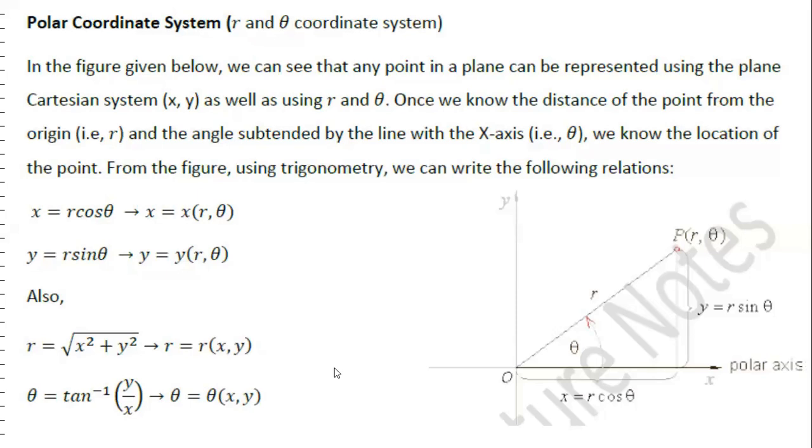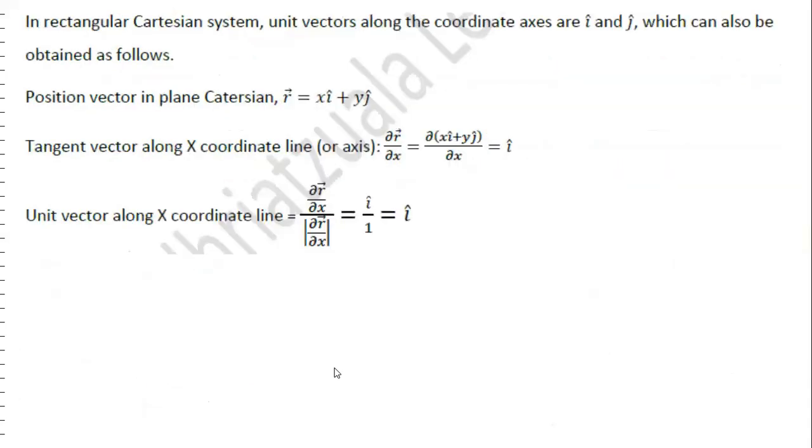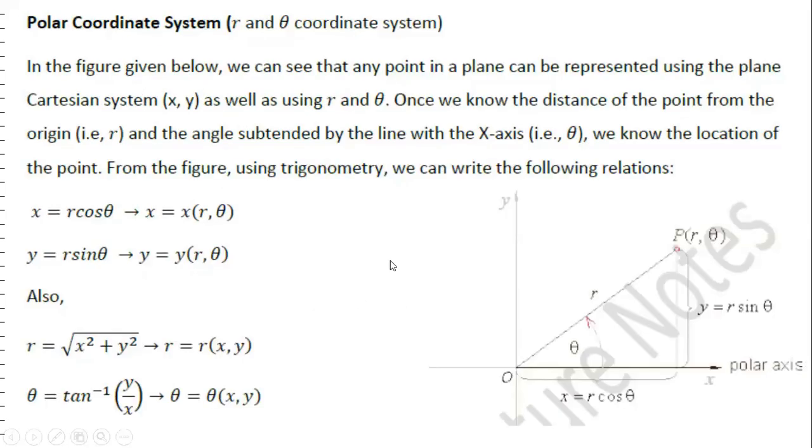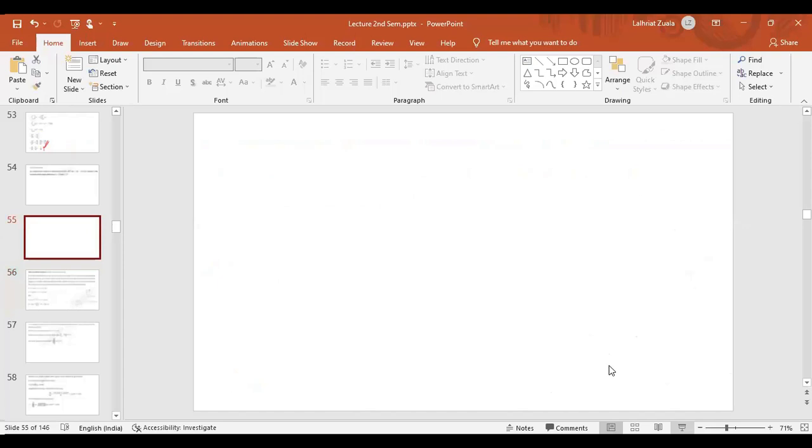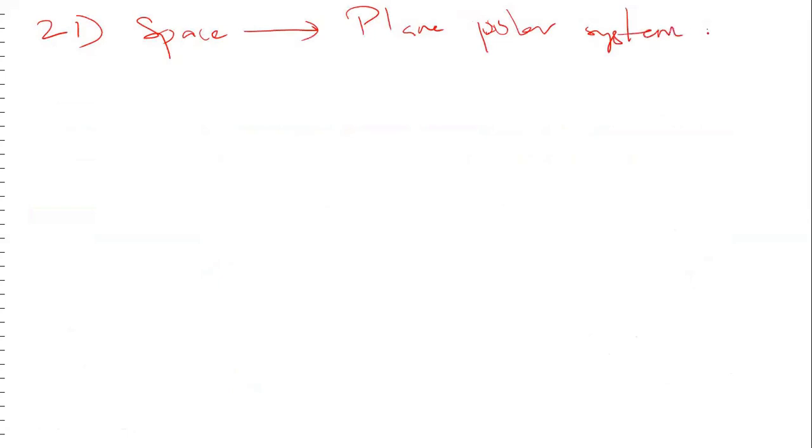So let us discuss this topic. I think everybody knows what the plane polar coordinate system is. In a 2D space, let us talk about 2D space, because the plane polar coordinate system is in 2D. Plane polar is also 2D. So let's say we have a 2D space.